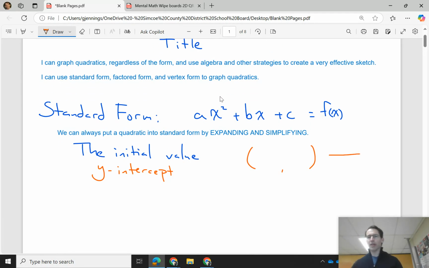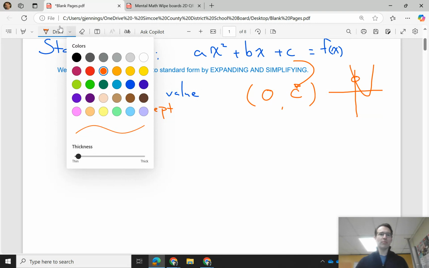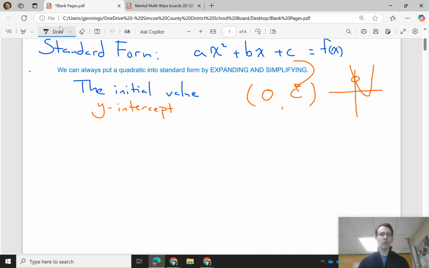Just to remind yourself what that looks like, make a quick sketch. A little quadratic here, circle it. Y-intercept. This always has an x value of 0 because it's at x equals 0. That's the definition of that. And then we just go ahead and grab that c value, and that's where your y-intercept is. Very useful. One of our key points when we're creating a good sketch of a quadratic. We can get that from standard form. There you go.